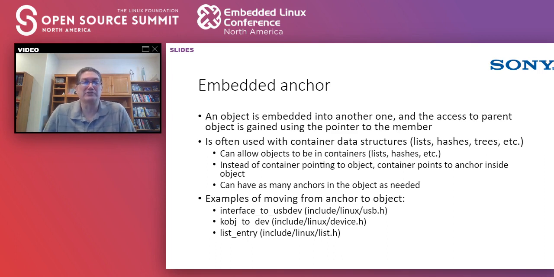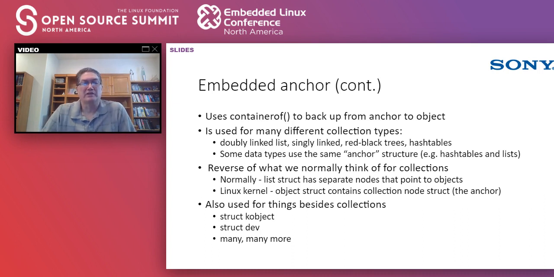So there are examples of moving from the anchor to the object. Some of the common examples are interface to USB dev, K object to device, and then list entry, of course, is used all over the place. With embedded anchor, the way this design pattern works is you use containerOf to back up from the anchor to the object. It's used in all kinds of different collection types: doubly linked lists, singly linked lists, red black trees, hash tables.